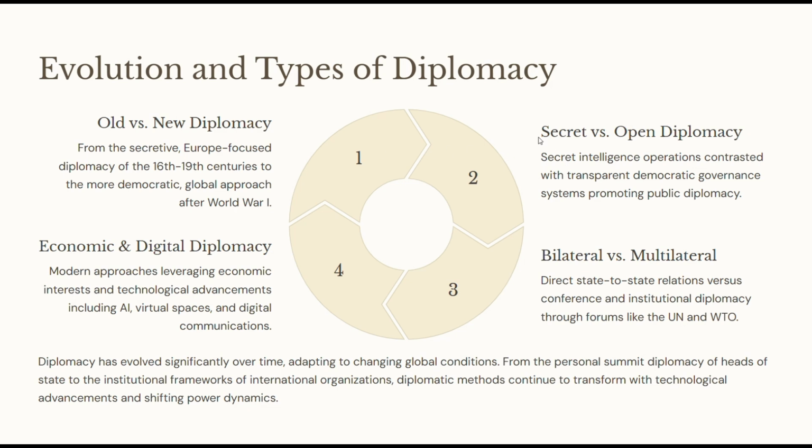There are secret and open diplomacy. It has evolved from a secretive profession to an open and transparent profession. For instance, during the Cold War, gathering secret intelligence was one of the core functions of diplomatic missions. It still remains valid, but there is a major chunk of transparent democratic governance practices within contemporary diplomacy.